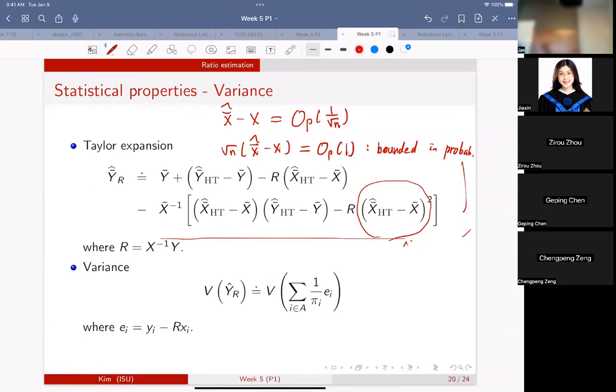So the main message is that this is the mean estimator, right? Okay, sorry, it should have a bar. So as an estimator for the population mean, this guy will have a variance of order 1 over n. Basically this estimator is unbiased, and the variance is of order 1 over n. Then you get this result.